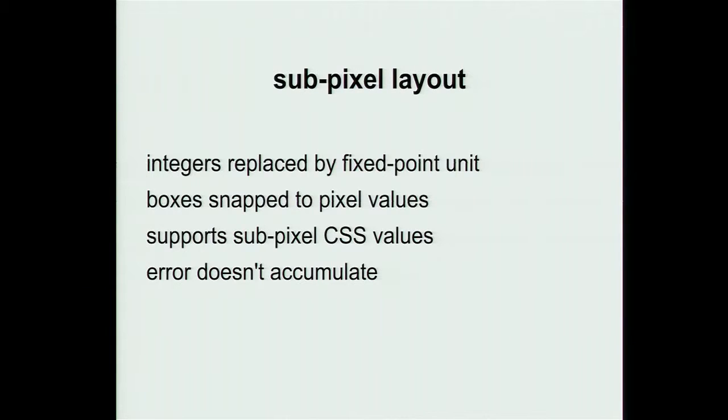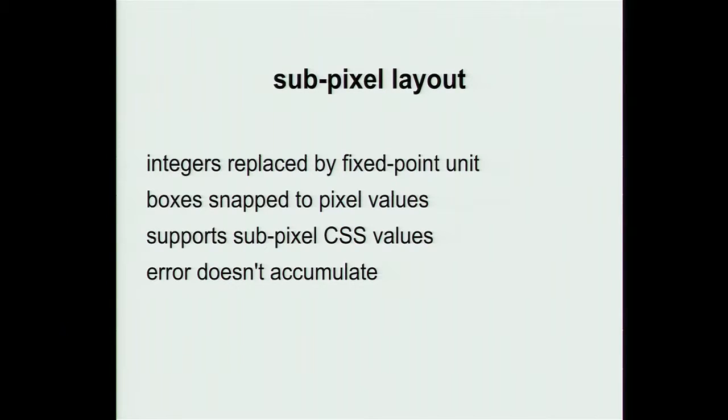So we call it subpixel layout, which a lot of people confuse with subpixel rendering, which it is not. Because when you ask for a 1 pixel wide border, you probably really want a 1 pixel wide border, not a 1 pixel wide border in between 2 pixels, so it'll be anti-aliased to 2 gray pixels if it's supposed to be black. So we use a fixed point unit.